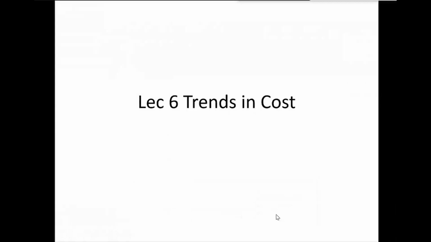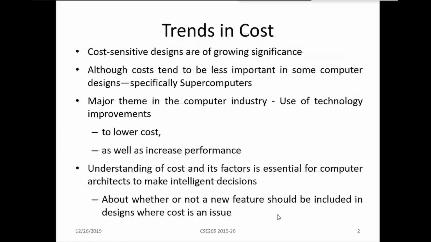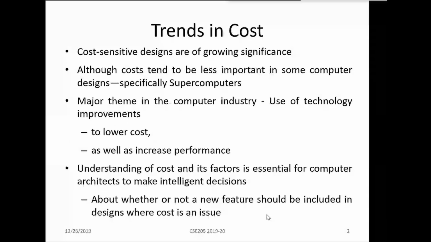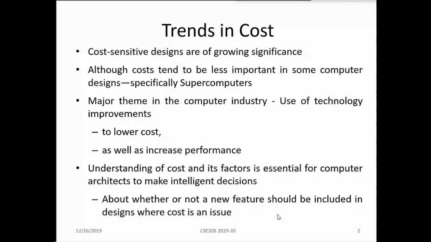Right, now we will see the trends in cost, because this also matters. Whenever we are going to purchase anything, we need to be worried about the cost. At the same time, two things are important: we need to have a lower cost, and at the same time the performance should also be increased. So it is very important to understand the cost and its factors for design, to make an intelligent decision as computer architects. The cost has to be lower, while the performance has to be met.